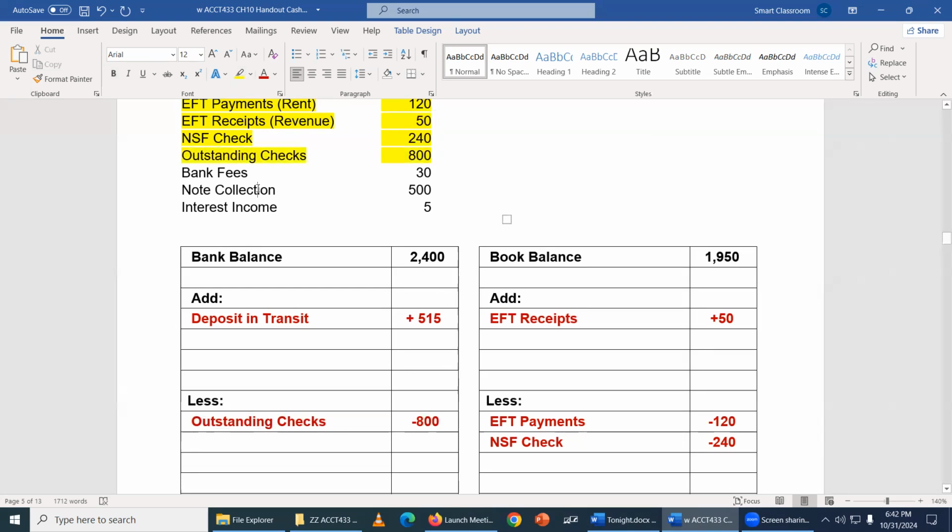Bank fees. When are we probably going to learn about those? When you get your bank statement. There's not going to be any check written. You're not going to write a check for that. They just take it right out of your account. So bank fees, 30.